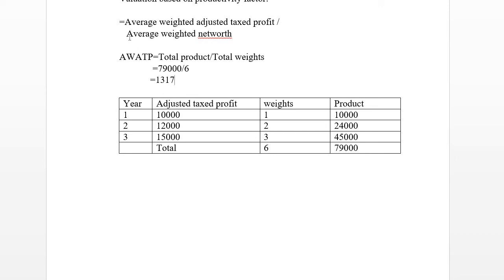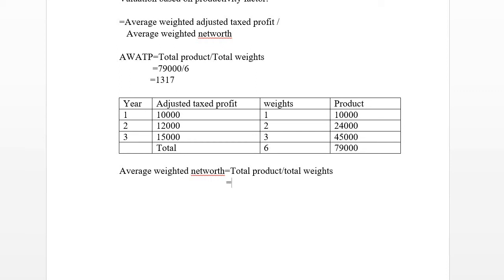Then later we need to find out this one, that is the average weighted net worth. We need to find that one, right? Therefore, when we find the average weighted net worth and substitute here, it is equal to again the total product divided by total weights.